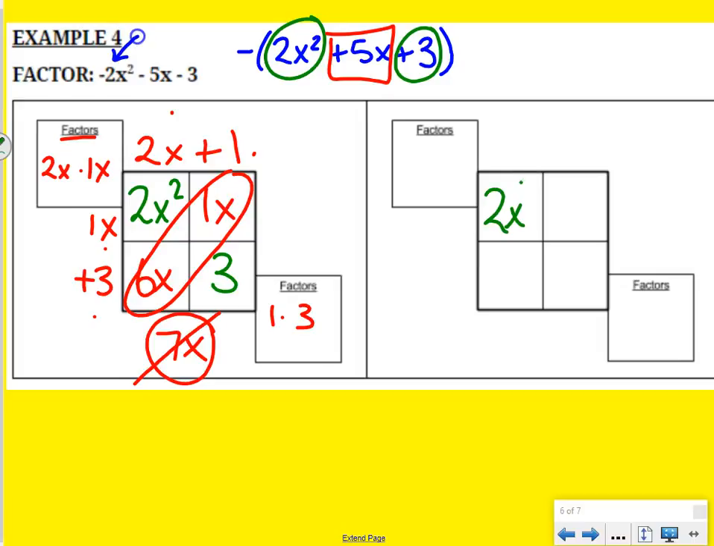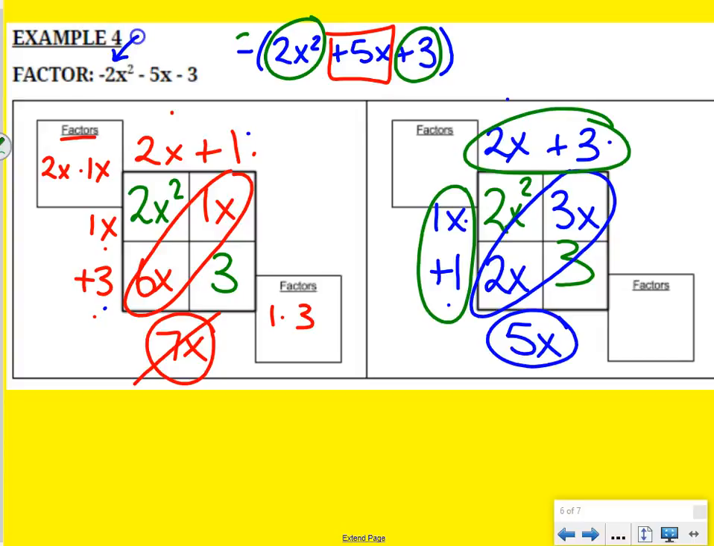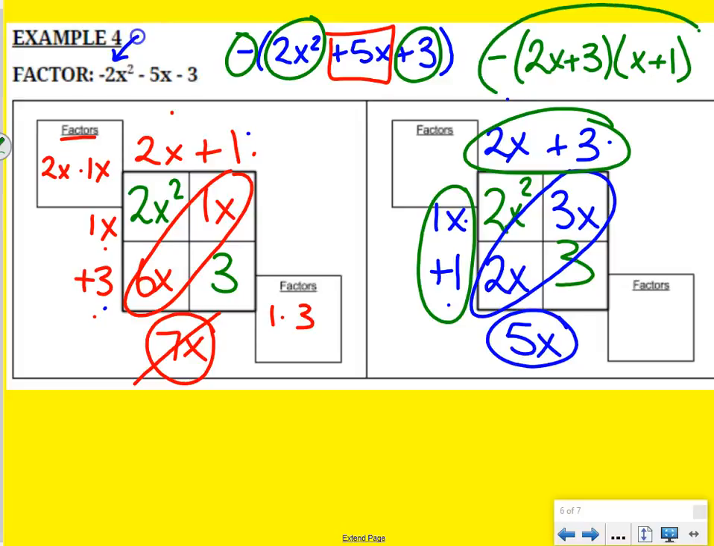So set up our next factor box. We can keep the 2x and the 1x where they are, but let's just flip-flop the 1 and the 3. Let's put 3 next to 2x and 1 next to 1x. 1x times 3 is 3x, and 2x times 1 is 2x. Add up that diagonal, and we get the 5x that we are looking for. So now we have our factors, 2x plus 3, 1x plus 1. However, we did take out a negative when we started, so that negative needs to be written in front of our two factors. And that right there is our final answer.